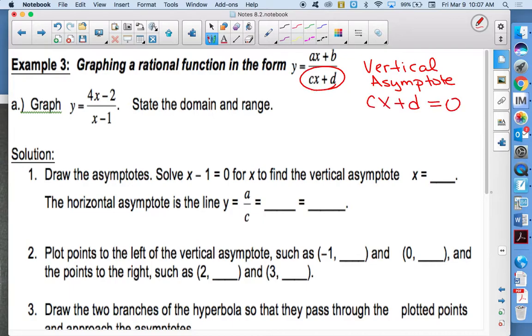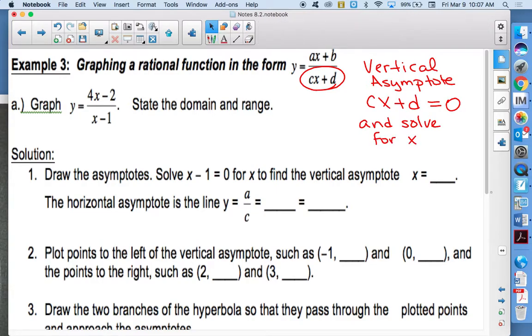setting that equal to 0, and solving for x. So the way you find a vertical asymptote when it's in this form, when you have an x on the top and x on the bottom, to get the vertical asymptote, you're going to take the denominator, solve the little equation for x. That'll be your vertical asymptote.